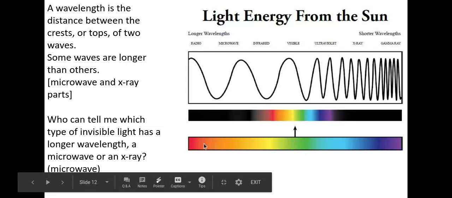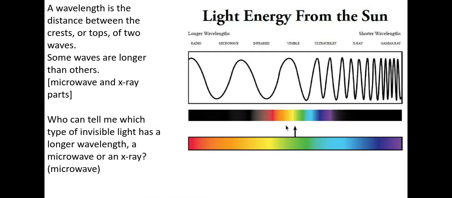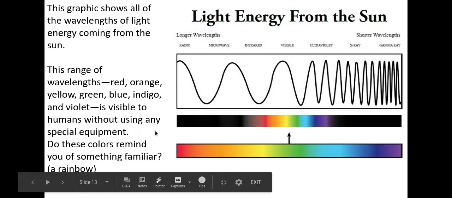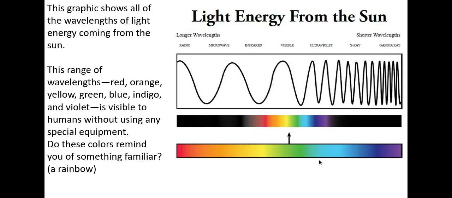Okay, and you can see the different lights that are made with the different rays. The visible light you can see is towards the middle and has a medium wavelength. And you see the colors that we can see. So this graph shows all the wavelengths of light energy coming from the sun. This range of wavelengths, red, orange, yellow, green, blue, indigo, and violet, is visible to humans without using any special equipment. Do these colors remind you of something familiar? They're the colors of the rainbow.